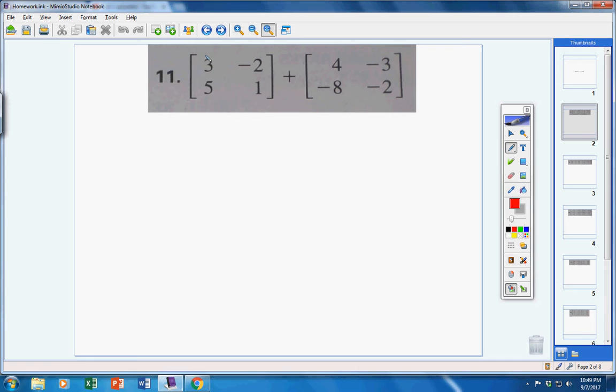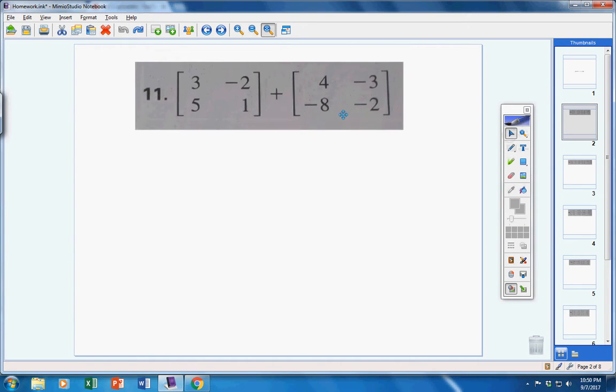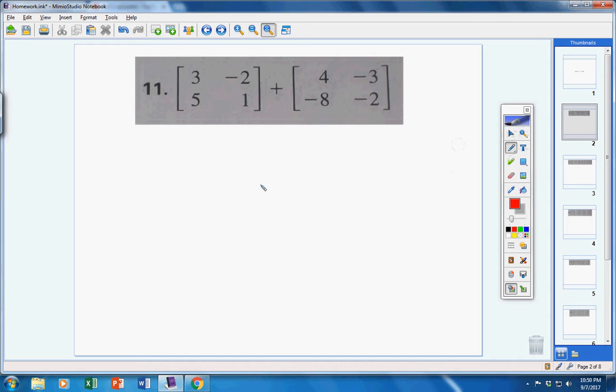For numbers 11, 13, and 15, we're going to add, okay? So here we go. Let's add these two matrices together. First of all, notice we have a 2 by 2 here, 2 rows, 2 columns. And we have a 2 by 2 over here also. So we can add them. If they did not have the exact same dimensions or order, then we cannot add them. But we can. So here we go.